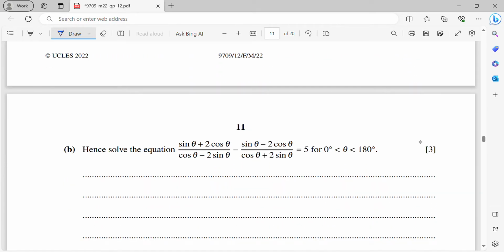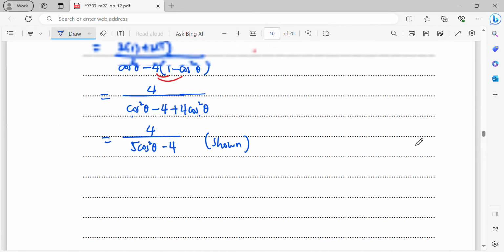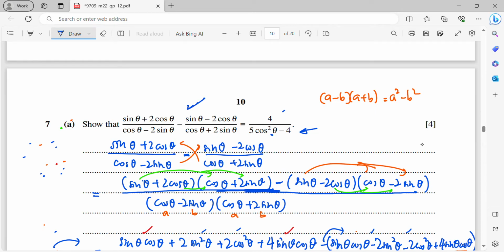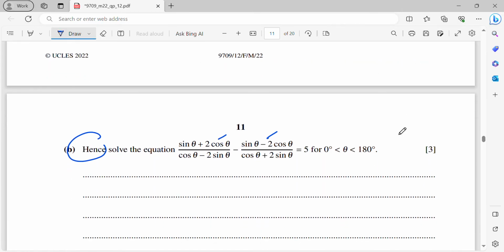Now B, hence means use the previous answer. Solve. Now these two terms are actually the same as the left hand side of the previous term. Exactly the same. So now I know that these two terms can be replaced by 4 over 5 cos squared theta minus 4. So I will just replace these two terms by the right hand side, then equals to 5. I just need to solve the right hand side equals to 5 for theta between 0 and 180 degrees. So here I will write 4 over 5 cos squared theta minus 4 equals to 5.